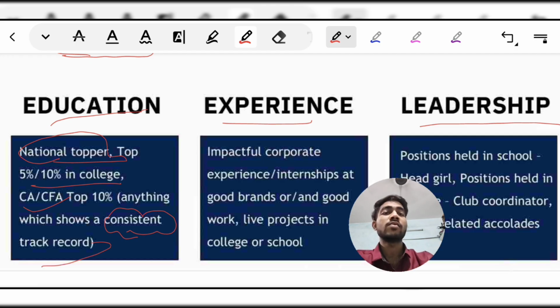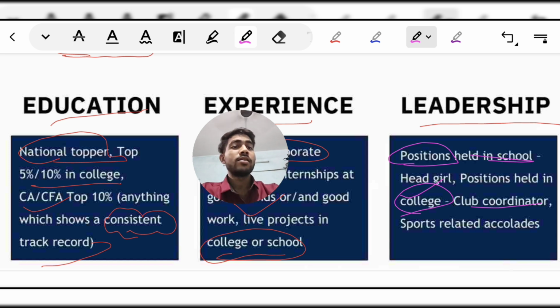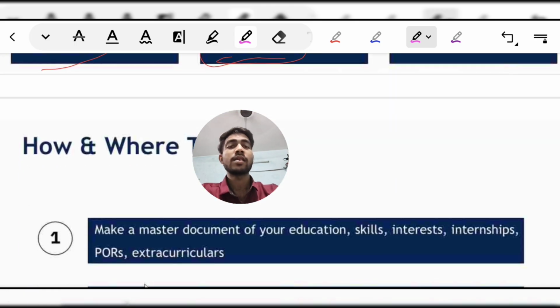And in experience you have to write impactful corporate experience, internships, good brands, or a good live project in college and school. And in leadership you have to write positions held in school like head boy, head girl, CR position held in college, like club coordinator, and head of marketing and event management. That also helps to show leadership in your CV.